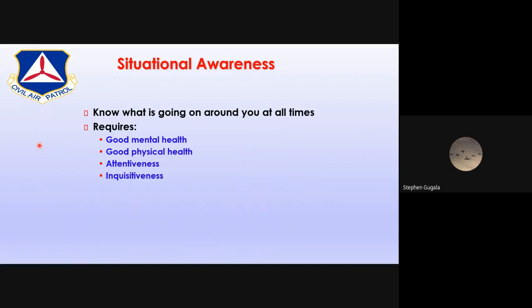Crew resource management is going to help you with what we call situational awareness. Because you are spreading the load and no one crew member is overloaded, it allows you to focus. And in order to maintain good situational awareness, you need to be focused. You need to be in good mental health, low stress as possible, good physical health. You need to be attentive, and you need to ask questions. You need to be inquisitive. All these things come together so that you know what's going on around you in situational awareness.